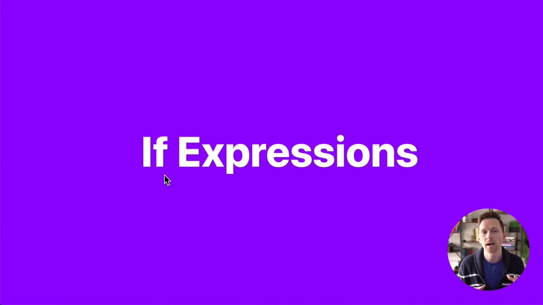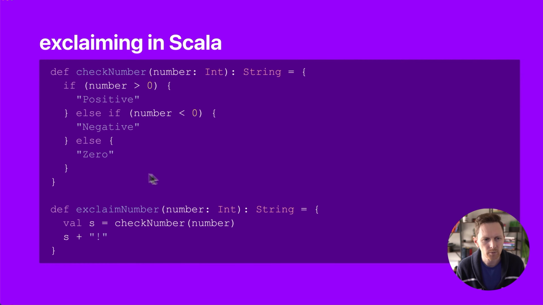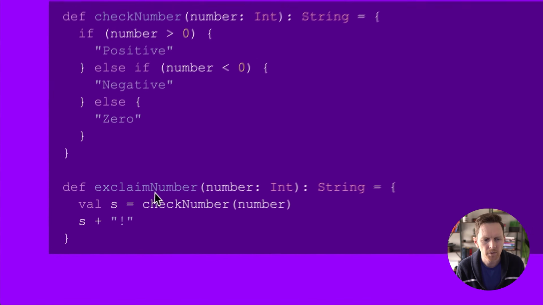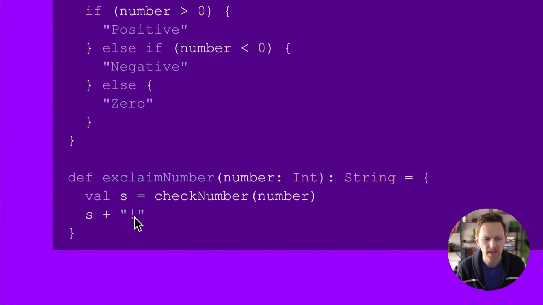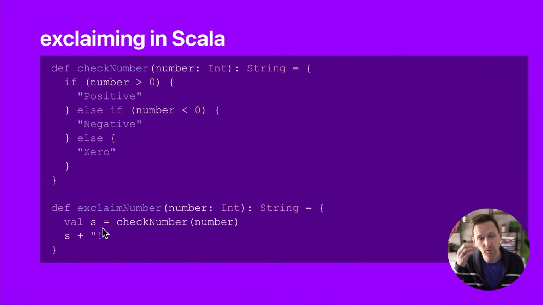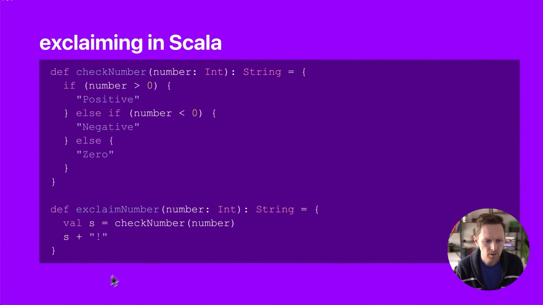Once you have that idea of expressions as something that returns a value and you don't need to return, you can take it further in languages that support it with if expressions. So here's the same code in Scala. We have the same check number function, but then we're using it here in this exclaim number that just adds an exclamation onto the end. That's fine. It's kind of a silly example, but think what happens now if we need to inline this check number because we don't actually need it as a standalone function. We'll just replace it here. Well, that's not going to work.